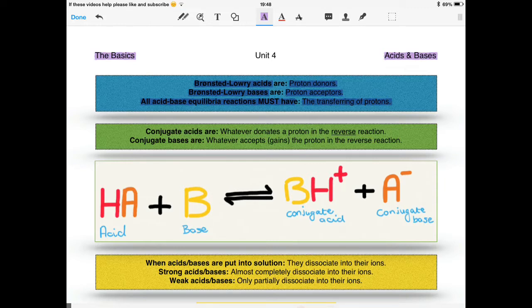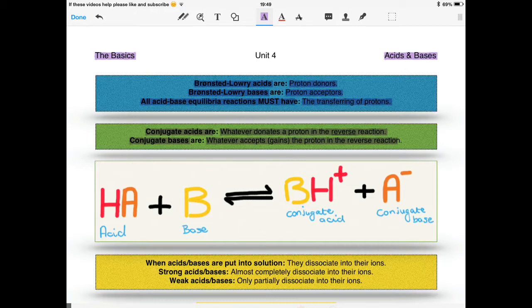We also need to know what conjugate acids are, and these are whatever donates a proton in the reverse reaction. Similarly, a conjugate base is whatever accepts and gains the proton in the reverse reaction. To demonstrate this, I've drawn this diagram below. HA is the acid, B is the base. HA is going to donate that H, which is going to be accepted by the B. So the Bronsted-Lowry acid is HA, the Bronsted-Lowry base is B, and that forms BH+ and A-.